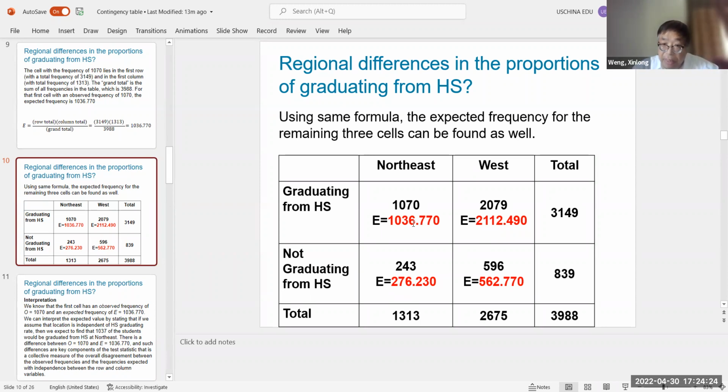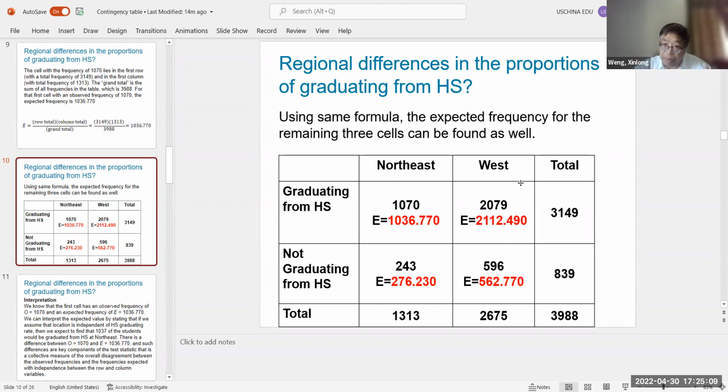The expected values are computed under an important assumption. People say, hey, location does not matter regarding the high school graduation rate. No matter where you live, the chance you're going to graduate from high school is the same. Under that assumption, in other words, the Northeast region and the West region have the same high school graduation rates.